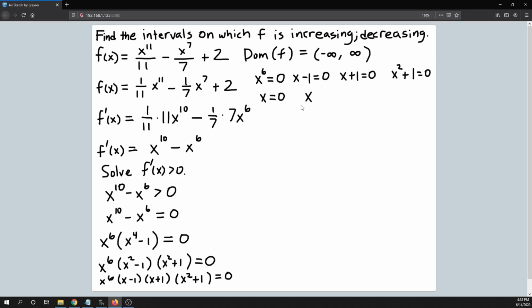Here I get x equals 1. Here I get x equals minus 1. And on this one, this is a quadratic. It's one of the easier types of quadratics because the x term is missing. So you can solve for x squared and then use the square root property. When I do that, I get x squared equals minus 1. And so I have solved for the x squared.